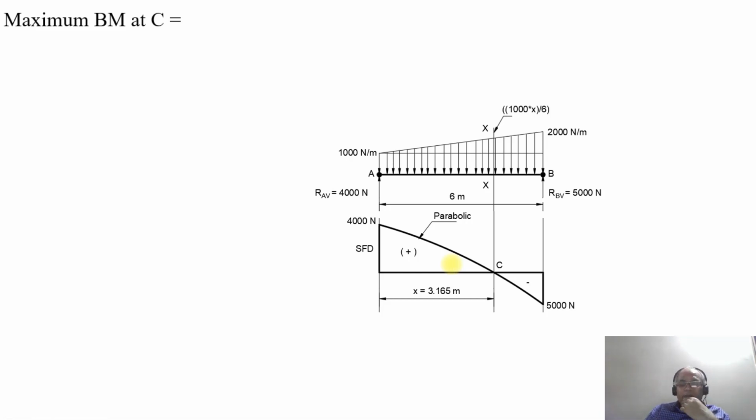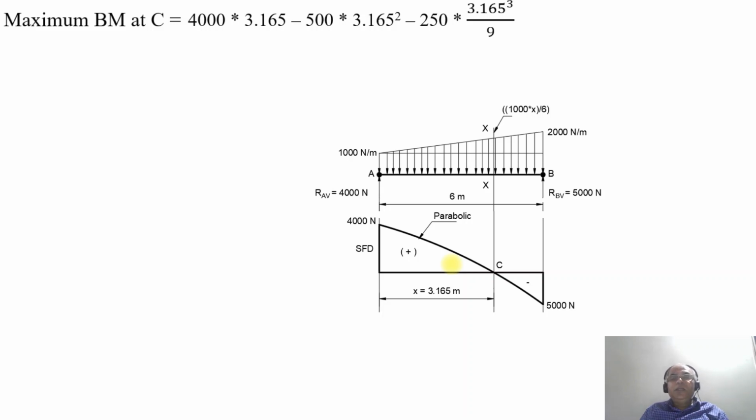So what is going to be the maximum bending moment? The maximum bending moment at the point C will be equal to 4000 into x, where the value of x is 3.165, minus 500 into x square, that is, minus 500 into 3.165 square. We have the bending moment equation in terms of x, and you substitute the value in this particular expression.